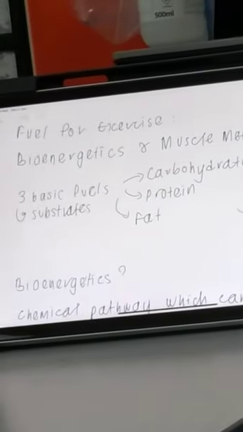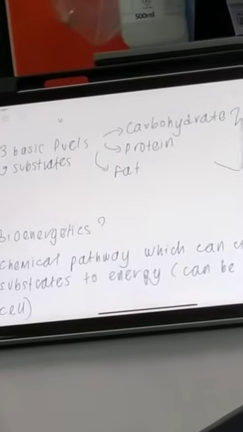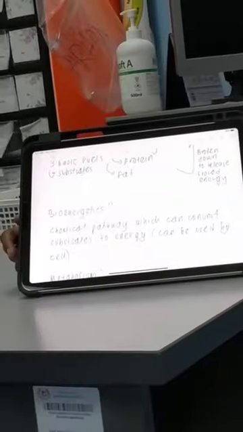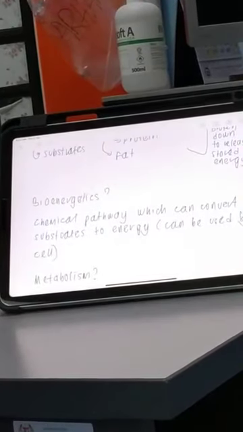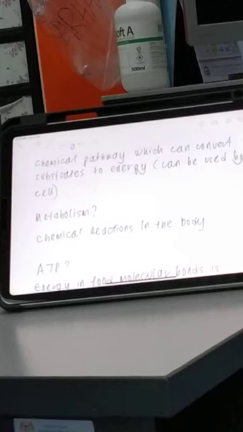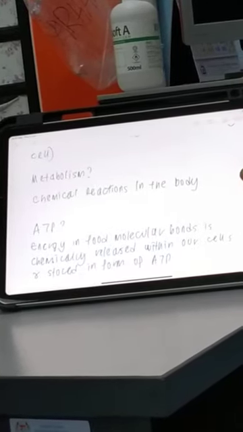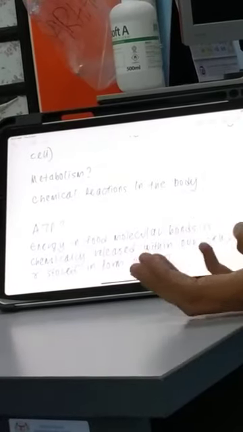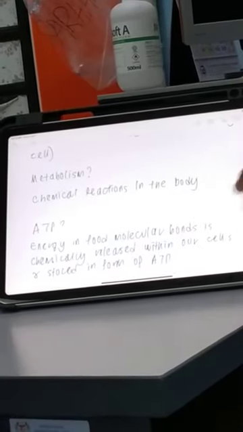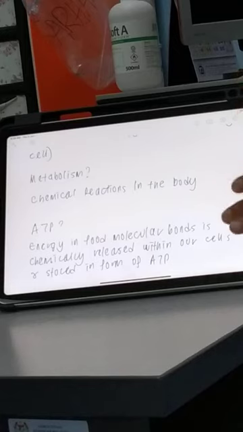Okay. So what is meant by bioenergetics? It's a chemical pathway which can convert the substrate into energy. So that is what is meant by bioenergetics. Metabolism is the chemical reactions that happen in the body. So what is ATP? ATP is the energy in the food molecular bonds, which is chemically released within our cells and stored in the form of ATP. So energy is ATP. Just remember that.